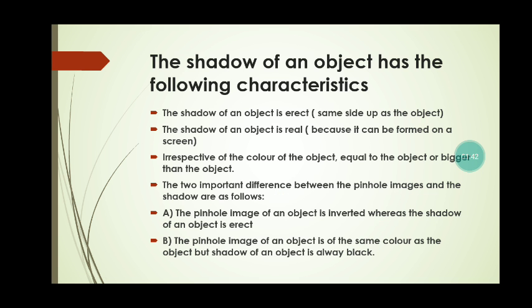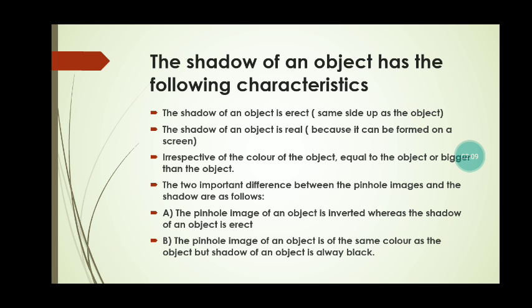Now we have to discuss the characteristics of a shadow. The shadow of an object is erect. It means the shadow has the same side up as the object. Like if he is standing, or some object is standing, the shadow looks the same way. The shadow is formed the same way.